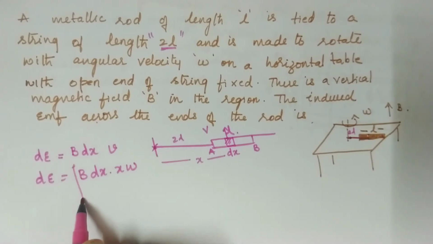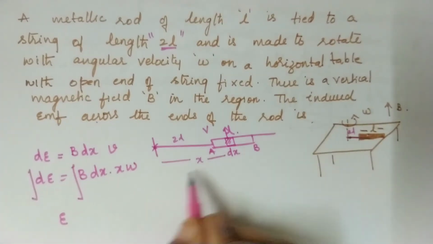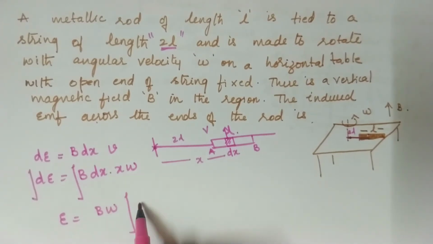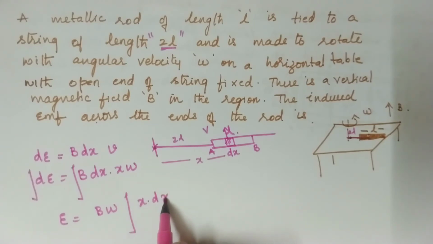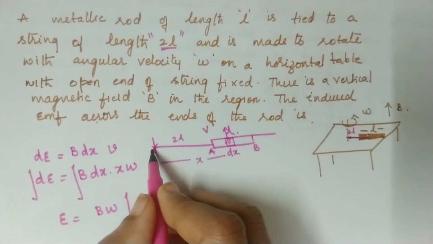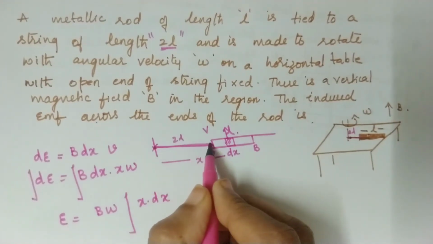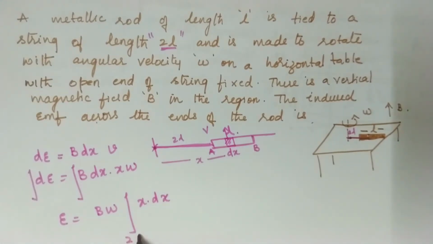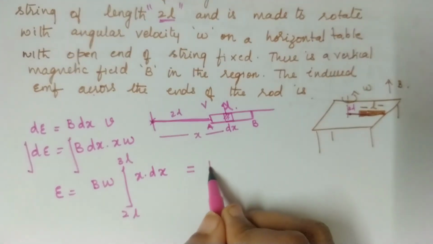But I need to integrate this relation to get the total EMF. What is the total EMF across A and B? B omega integral of x into dx. What are the limits of my integration? One end is at a distance 2L. Another end is at a distance 3L. So the limits are from 2L to 3L. Put the limits and integrate it.